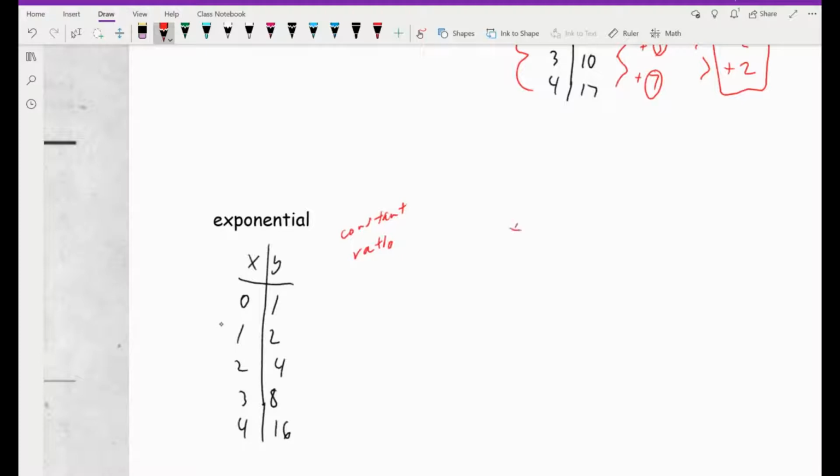For instance, if we were dividing by 3, we would call that a constant ratio of 1/3 because we're multiplying by 1/3. Same thing. Now to go from 1 to 2, 2 to 4, 4 to 8, and 8 to 16, each time we are multiplying by 2. And this qualifies as an exponential function if we were to graph these points.